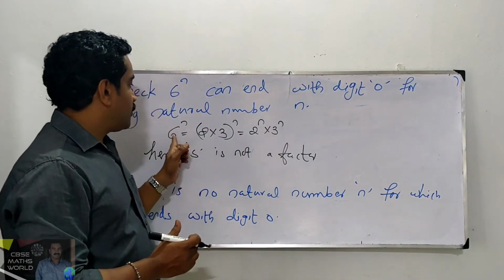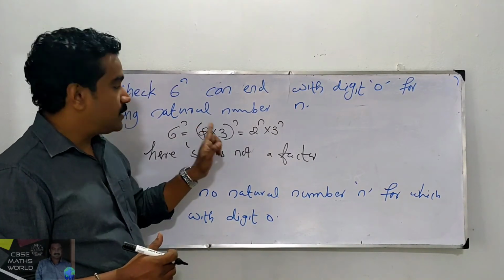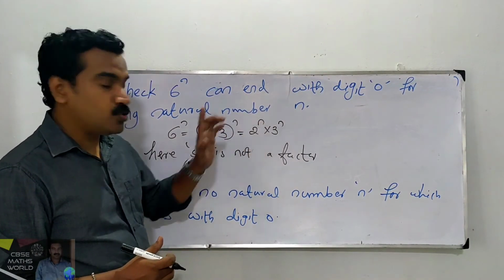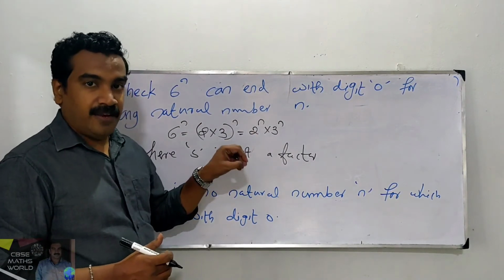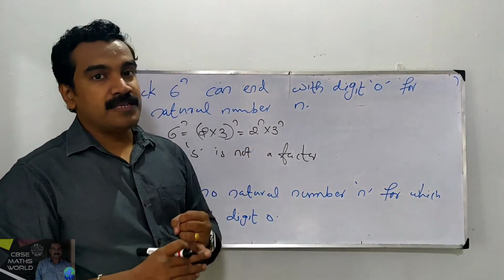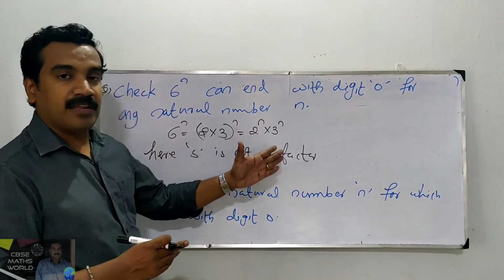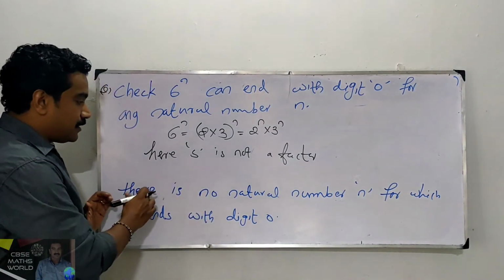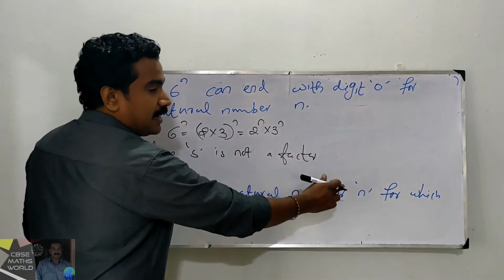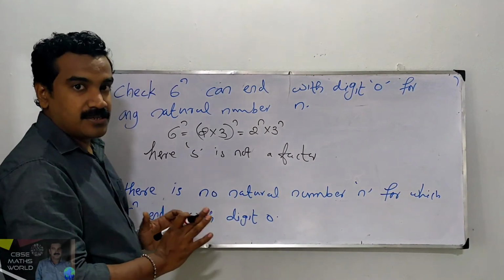So first of all, you want to write 6 raised to n. What is 6 raised to n? 2 into 3 all raised to n. So it is equal to 2 raised to n into 3 raised to n. So check. If a number ends with the digit 0, 2 is a factor and 5 is a factor. Here 5 is not a factor. So it will never end with the digit 0. Or you can conclude the answer: there is no natural number n for which 6 raised to n ends with the digit 0.